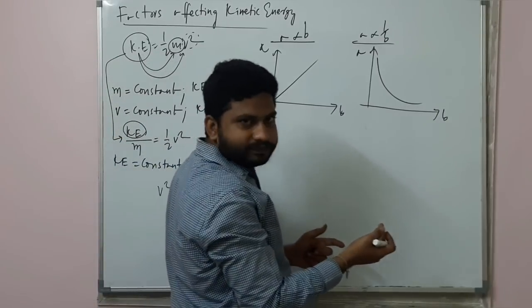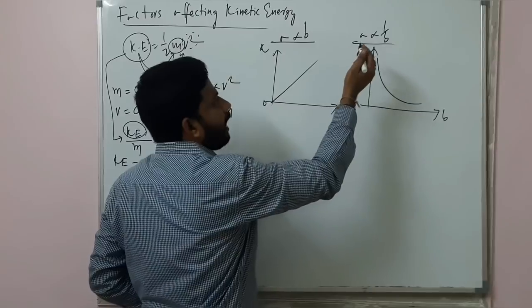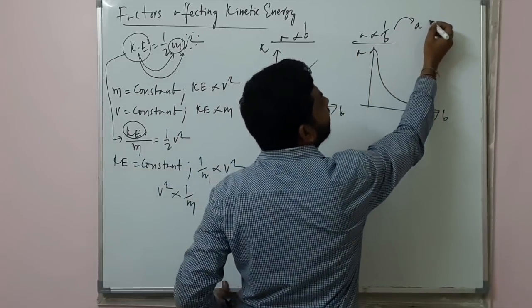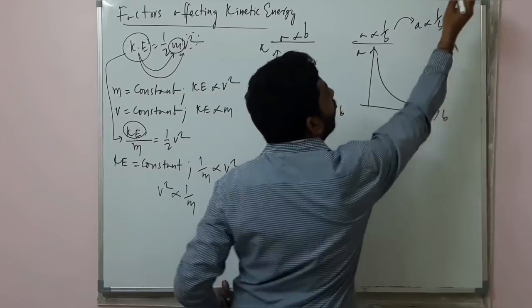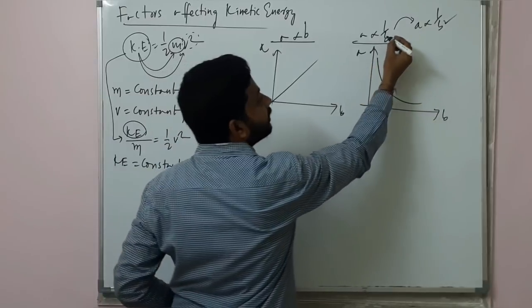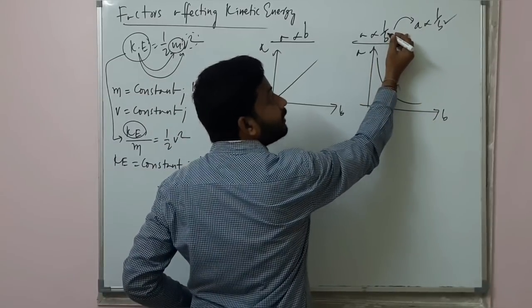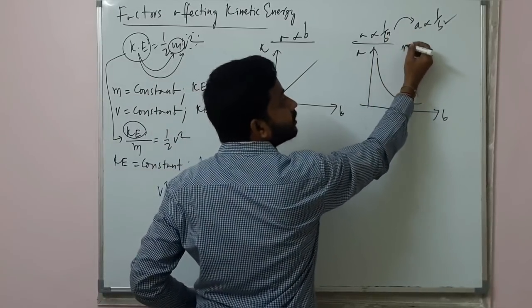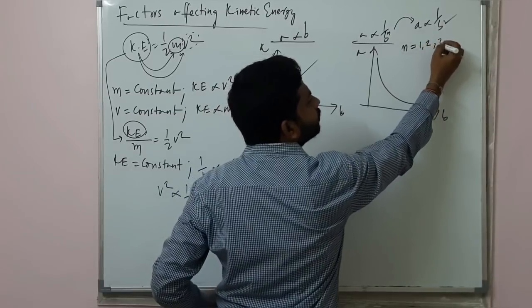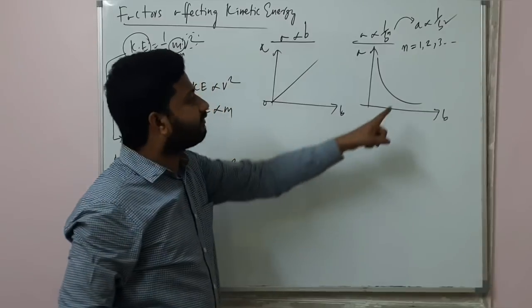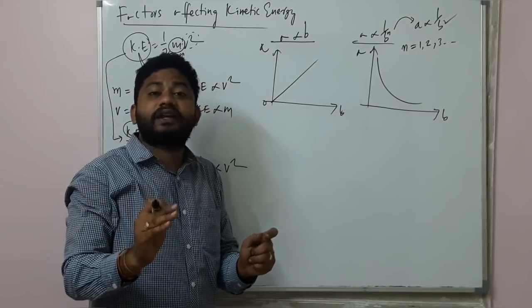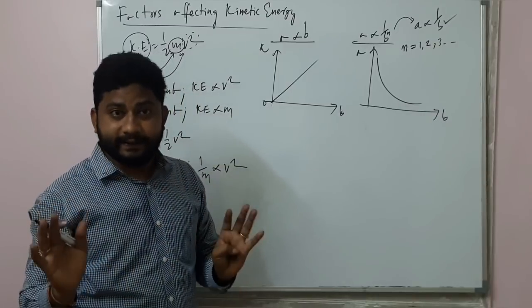And you may get it for example, A is inversely proportional to B square. The graph will look the same. Whatever it may be, B to the power n, I'm writing here, that n value may be 1, 2, 3, and so on. Your graph will look like this. Right? This is the graphical analysis you learn in mathematics.